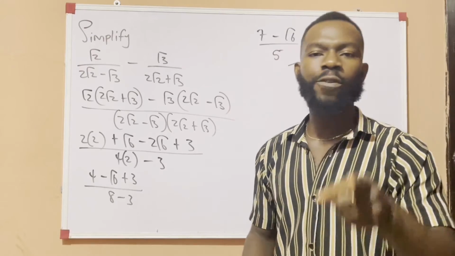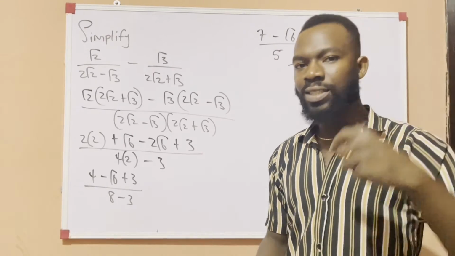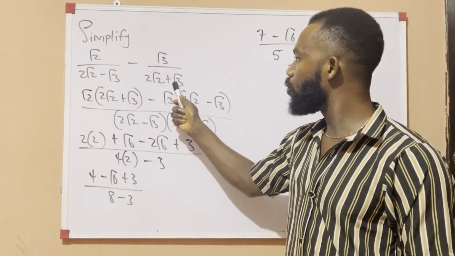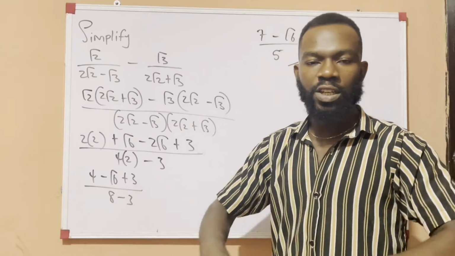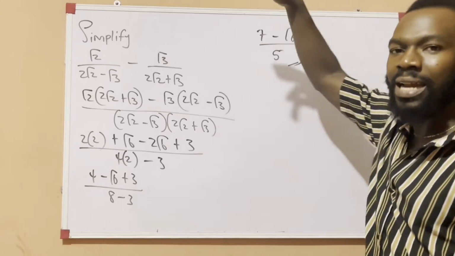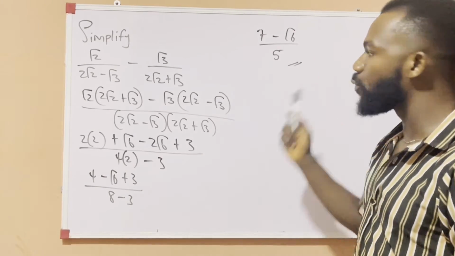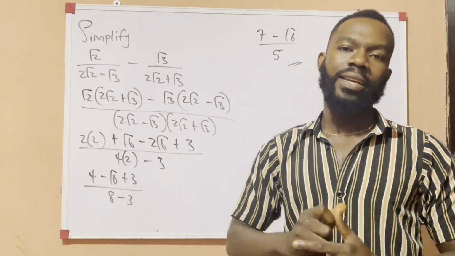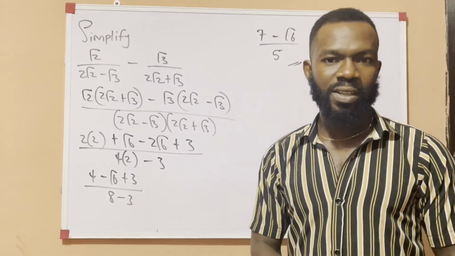Like I said from the beginning of the class, rationalization is a process of eliminating or removing the root signs from the denominator. The roots can be at the numerator, there is no problem, but when the root is at the denominator, then you need to rationalize. So we have come to the end of today's class.